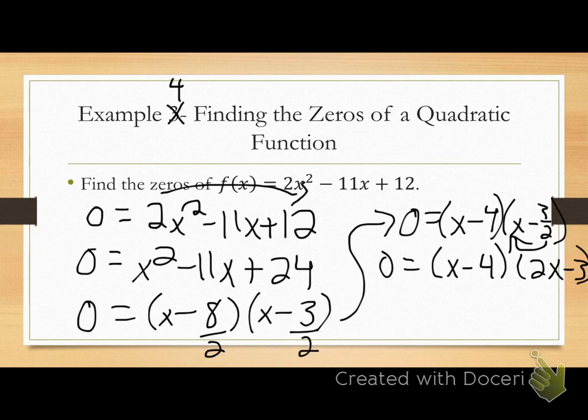Now, it's set equal to 0, right? How do I solve this? Set them both equal to 0. It's my zero product property, right? I got 2 things being multiplied together, set equal to 0. I know one or both of them must be 0. Can I erase the stuff to the left to give myself some more room? Sure thing.